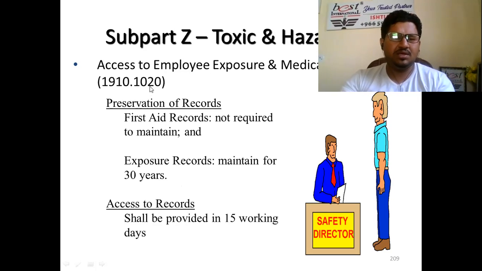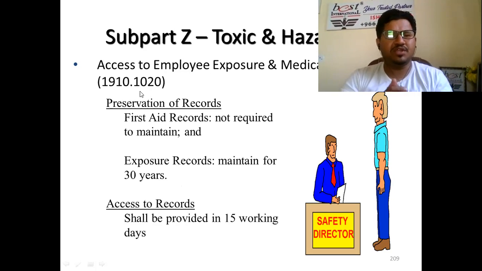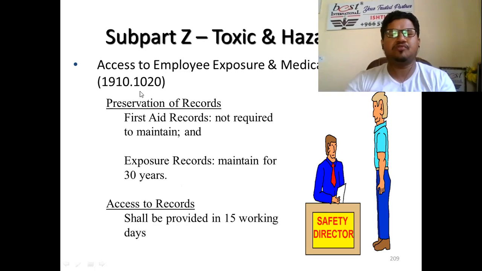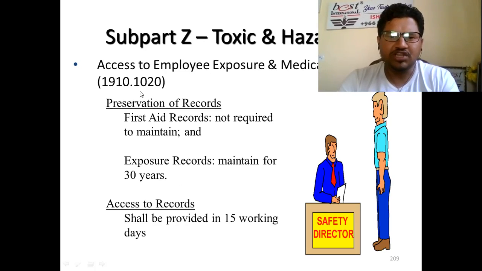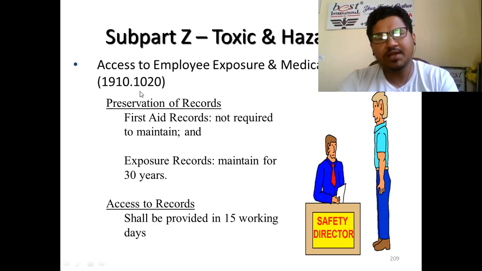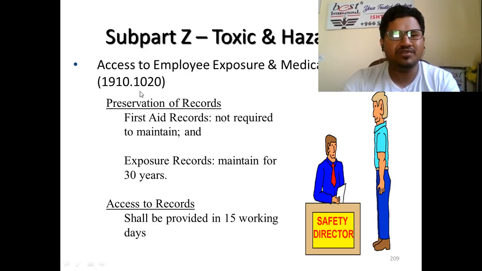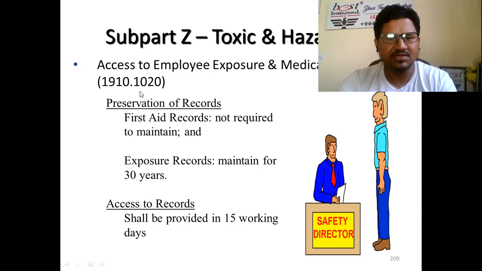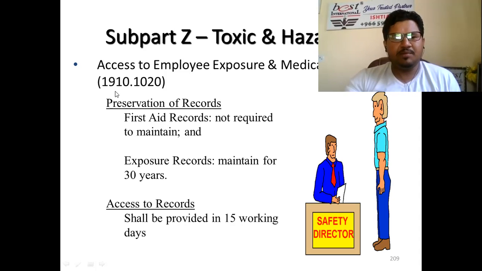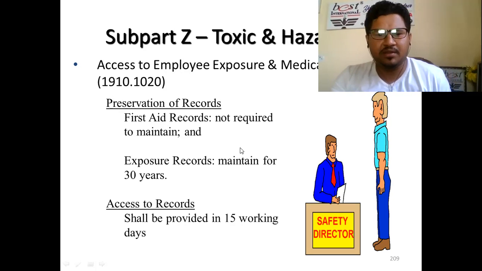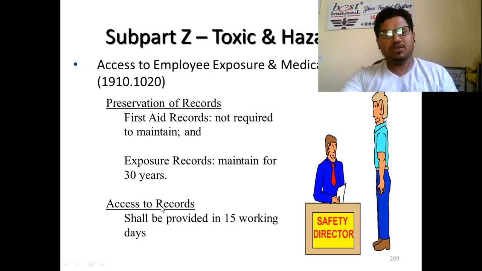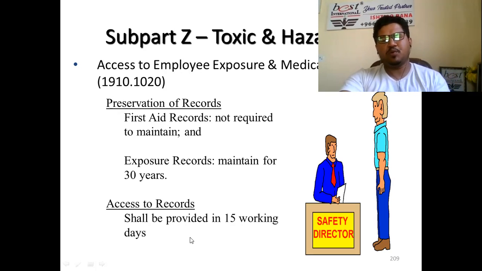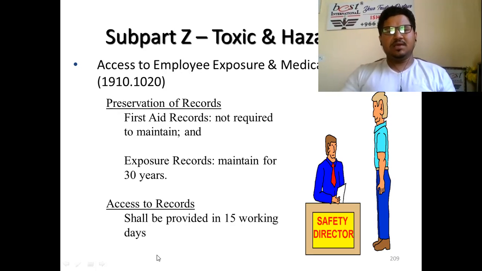But trust me, I intentionally removed the reference from the presentation, because I want you guys to find this reference through the OSHA website, or go to Google. So you need to find the right reference. If we talk about medical records or access to employee exposure related to toxic and hazardous, make sure you are able to find the right reference. Same as 1910.1020, which is all about access to employee exposure and medical records. Exposure records are maintained for 30 years. Access to records shall be provided in 15 working days.